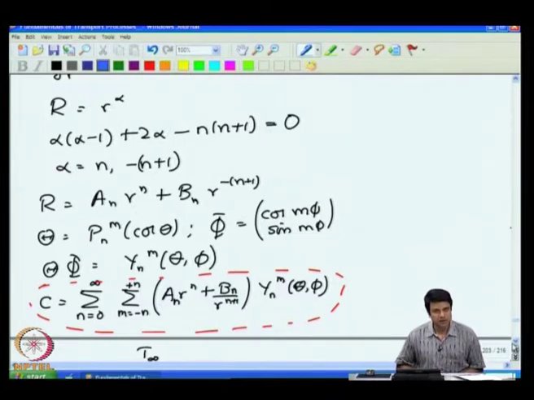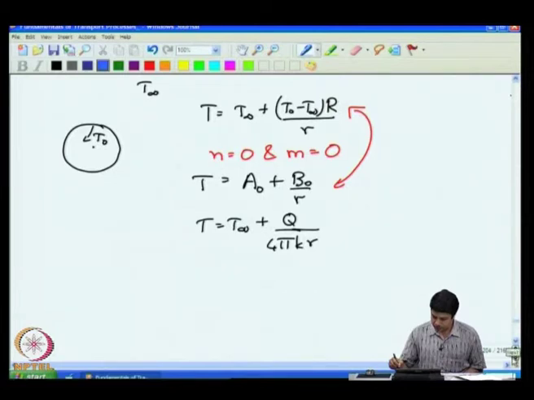And then we have these dependencies on the radius, r power n and r power of minus n plus 1. And I had shown you that for n equal to 0 and m equal to 0, you get spherically symmetric solutions.